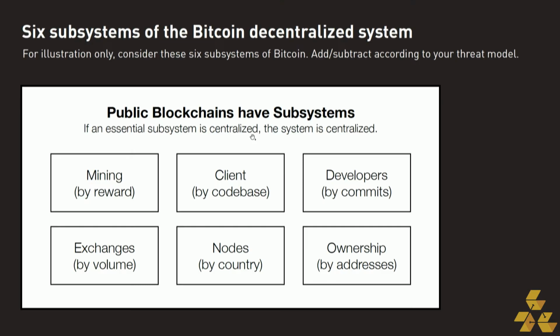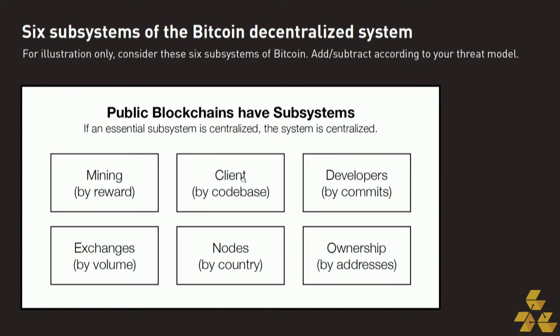So, for illustration, there are 6 subsystems of Bitcoin that I've just chosen here. And you can add or subtract different subsystems according to your threat model. So for example, with mining, you can look at that as a subsystem, and we can analyze its centralization on the basis of its block reward.